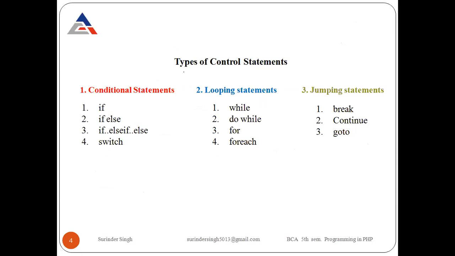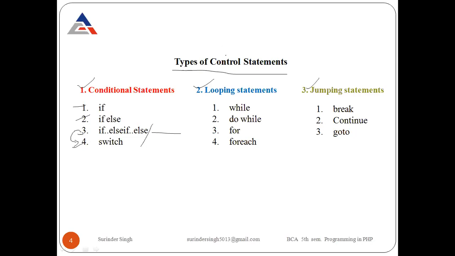Now, there are the following types of control statements: conditional, looping, and jumping. Clear? We have three main types, and in conditional statements we have if, if else, and else if, also called the else if ladder in C programming. Clear? And next we have switch. The switch statement is actually a further enhancement of the if else statement.